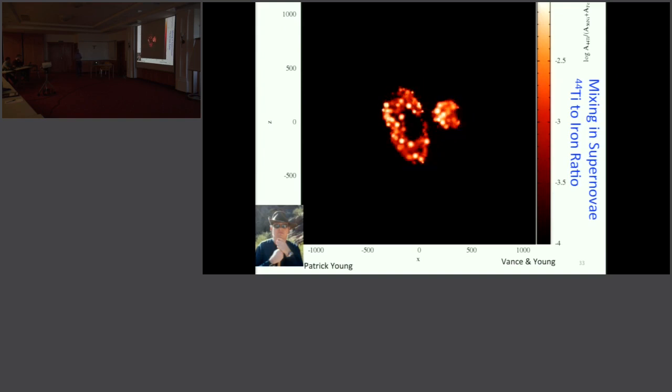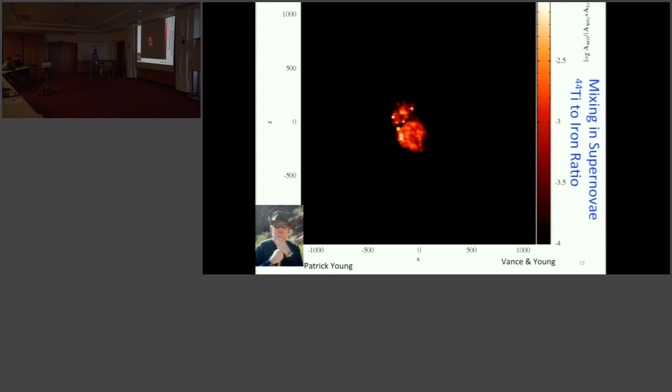This particular model produced 4 × 10⁻⁴ solar masses of titanium-44, so well above the 1.5 × 10⁻⁴ observed in Cassiopeia A. So there are stellar models that can produce a lot of titanium. It also produced well over 0.1 solar masses of iron. I think it was 0.15 solar masses of iron. So he's producing the yields all really accidentally, because he wasn't even trying to match Cassiopeia A with this model.